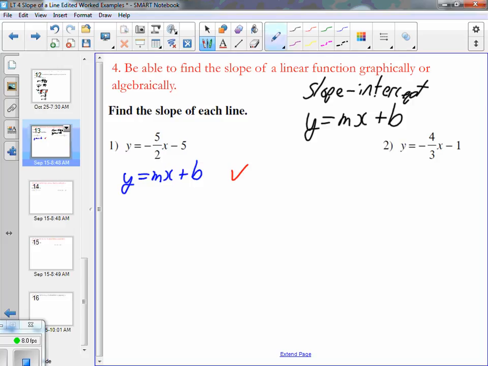And when it's in that form, whatever the coefficient of x is, that's what m is. And what does m stand for? Slope. So the slope of this line is negative 5/2. Done.